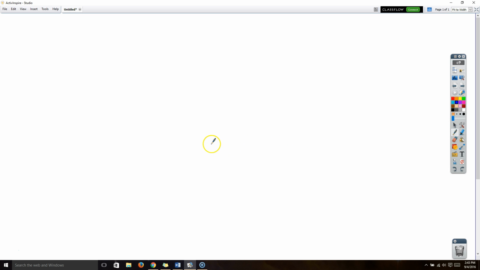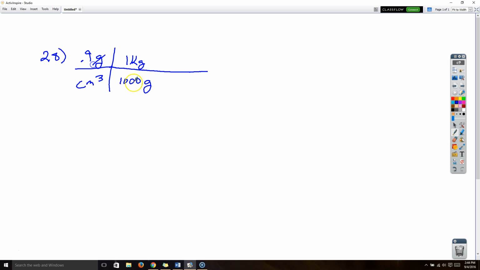For number 28, they want us to convert the density of body fat from grams per cubic centimeter to kilograms per cubic meter. So this is a little different. We're going to start, this is number 28 again, with 0.9 grams per cubic centimeter. And going from grams to kilograms is really easy to do. We're just going to draw our line here. We're going to say that there are 1,000 grams in 1 kilogram. That will get rid of the grams.